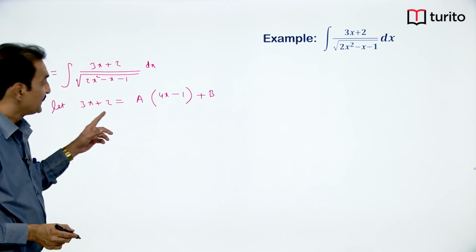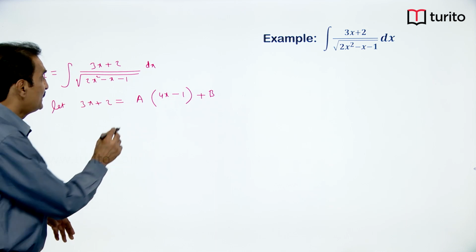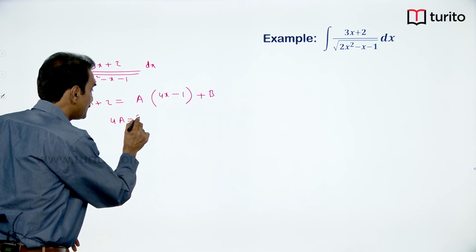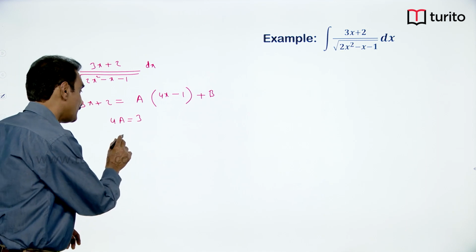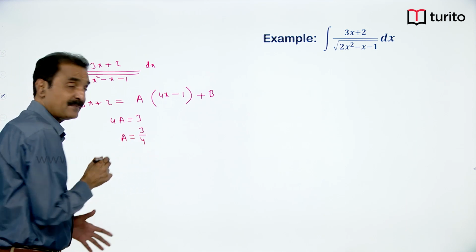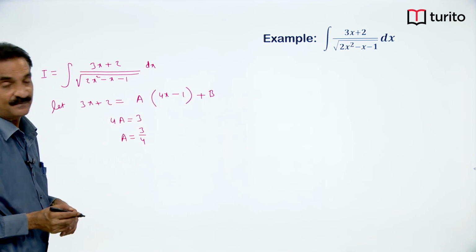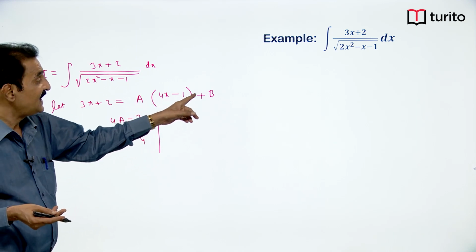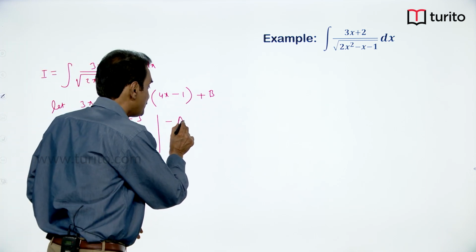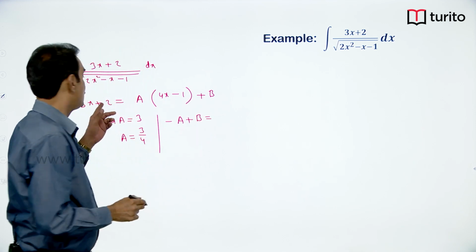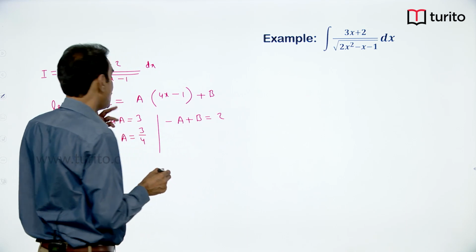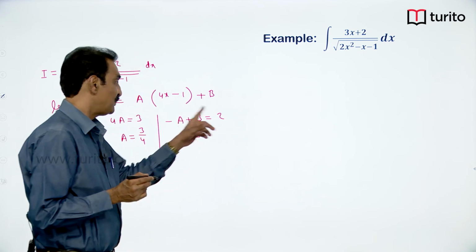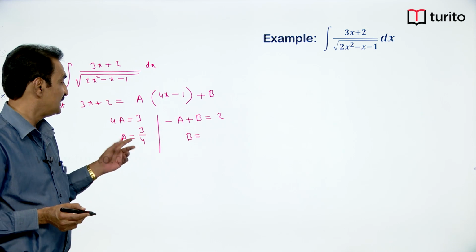Now compare the coefficients. Comparing the coefficients of x, you will get 4a is equal to 3. Then a is equal to 3 by 4. Okay. And now compare the constants. What is the constant in the RHS, term independent of x? Minus a plus b is equal to 2. In the LHS, constant term is 2. Substituting this a, we will get b is equal to 2 plus a, that is 2 plus 3 by 4, that is 11 by 4.